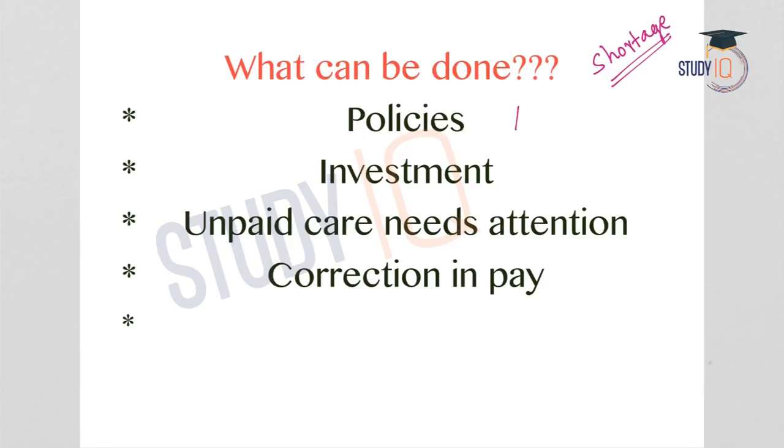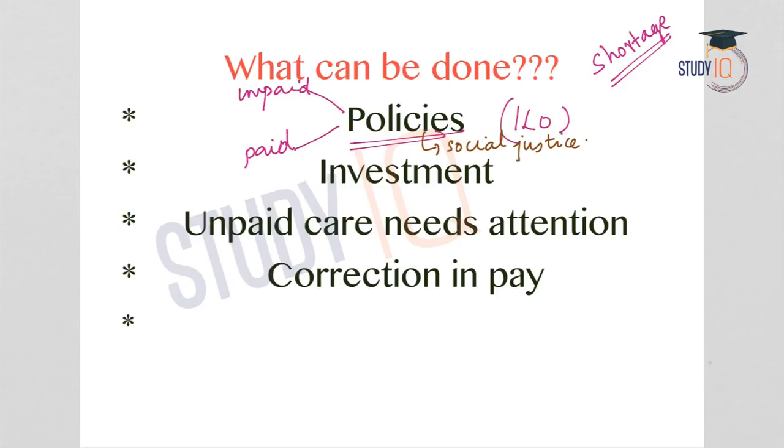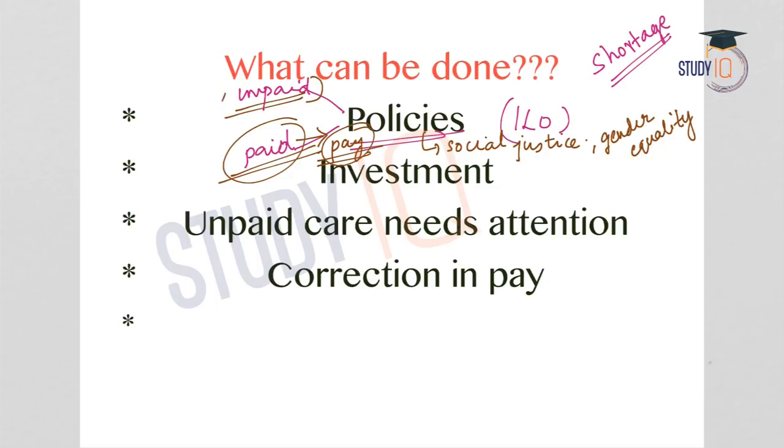As ILO, the International Labour Organization, has recommended, the policies of respective countries must change. So policies must give importance not only to the paid care work but also unpaid. Both unpaid and paid care work must be given importance in the policies. So the policies must be able to promote social justice. The workforce in the paid care sector must be ensured adequate pay. The payment issues must be sorted out, and there should be gender equality. The unpaid care workers must also be given importance. So all this must be included in the policies. The government should frame policies which accommodate all these needs.